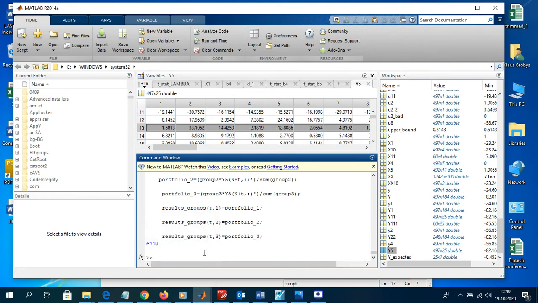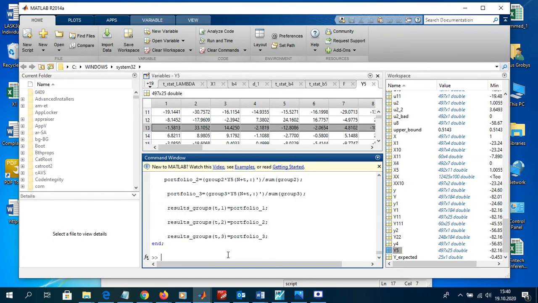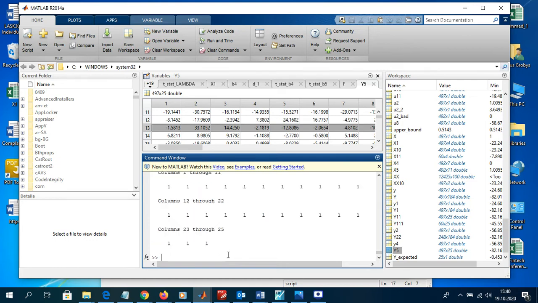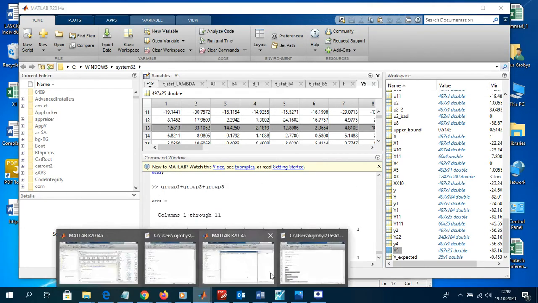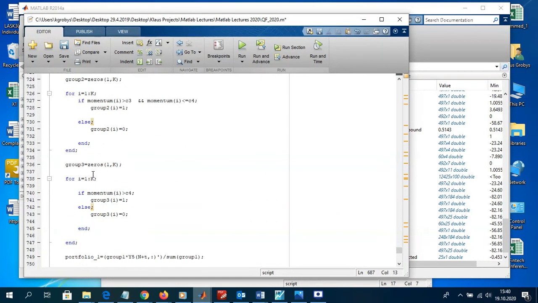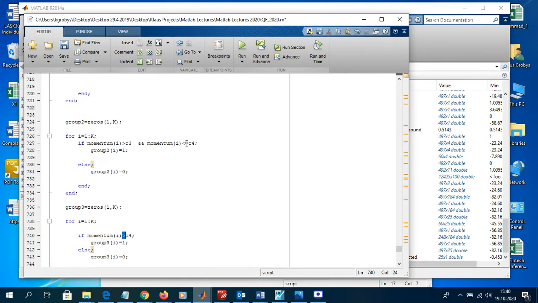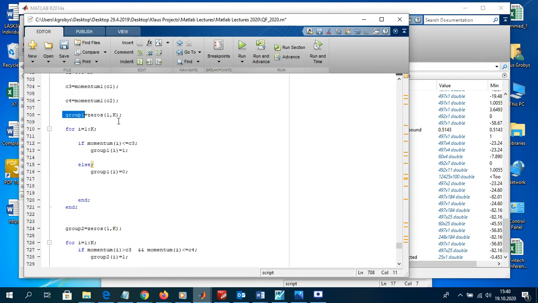Let's see just our group 1 vectors plus group 2 plus group 3. They should sum up to 1. If they do, then this part of the code is at least correct. It should be a vector of 1s, and it is. So this means that every stock is only in one group. Whenever you have somewhere a 2, then you have made an error. Then some of these larger or smaller than or equal signs is not correct. So then we have somewhere an error. So the group 1 plus group 2 plus group 3 vectors should always sum up to 1.